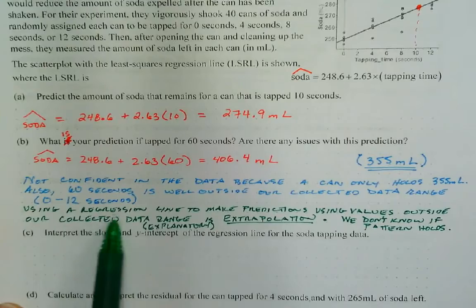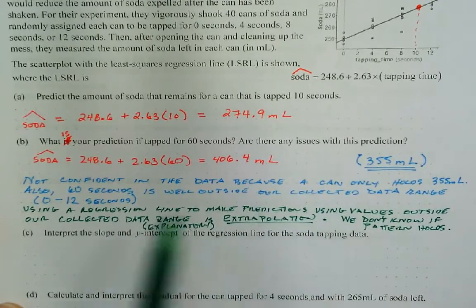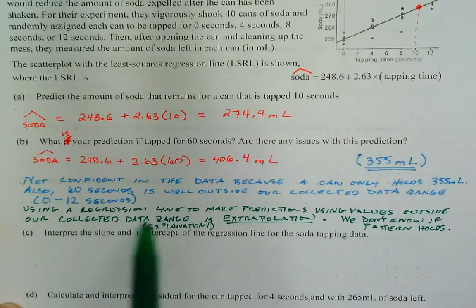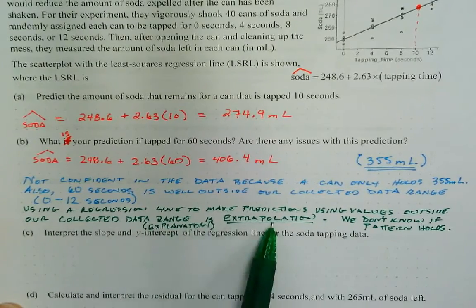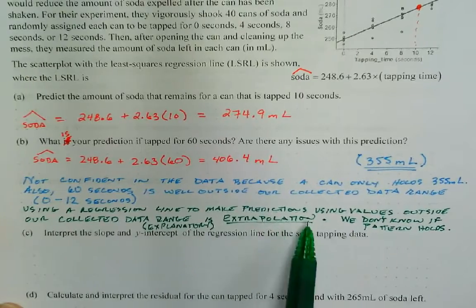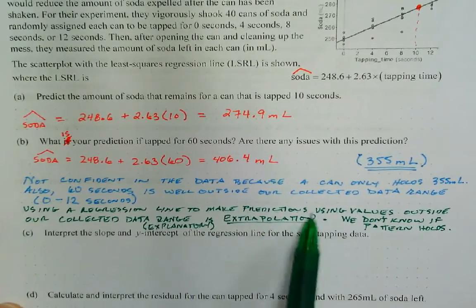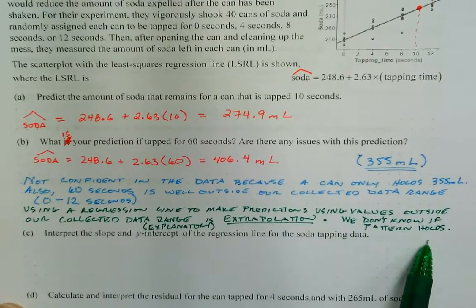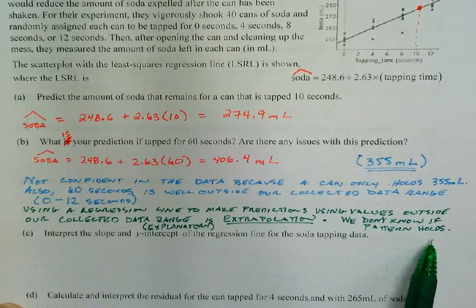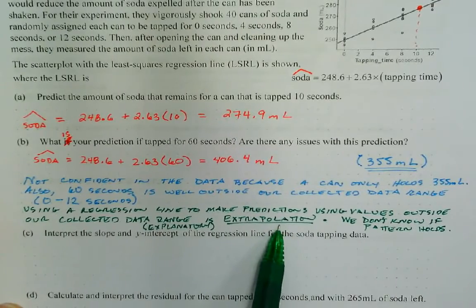Whenever you use a regression line to make predictions using values outside of the collected data range of the explanatory variable, that is known as extrapolation. Extrapolation is always a tricky and fickle thing because we don't know if the pattern holds. So in general, extrapolation for the purposes of our class is not a good idea.